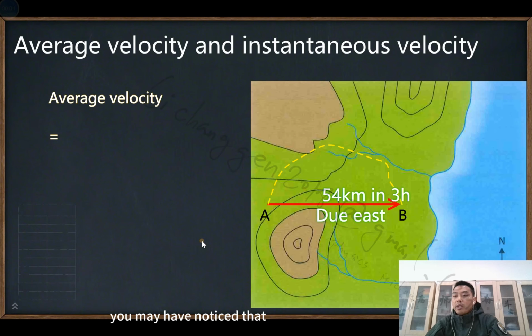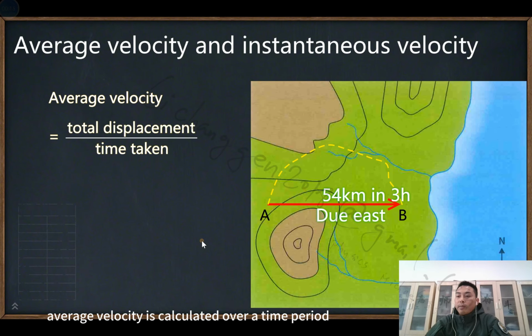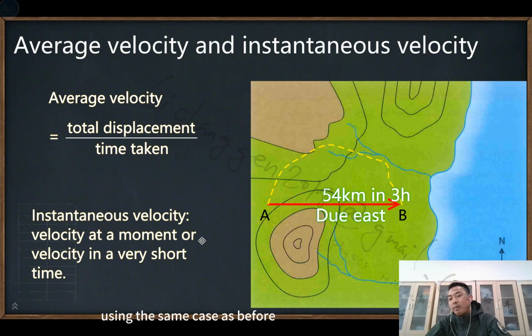You may have noticed that we just calculated the velocity of the entire trip. It is just an average of the trip, just like speed. Velocity can also be classified into average velocity and instantaneous velocity. Average velocity is calculated over a time period. It is the total displacement divided by the total time taken, while instantaneous velocity is the velocity of an object at a specific moment. Using the same case as before, the car's average velocity is 18 kilometers per hour.